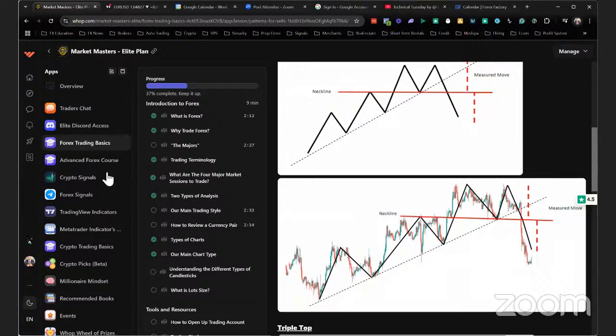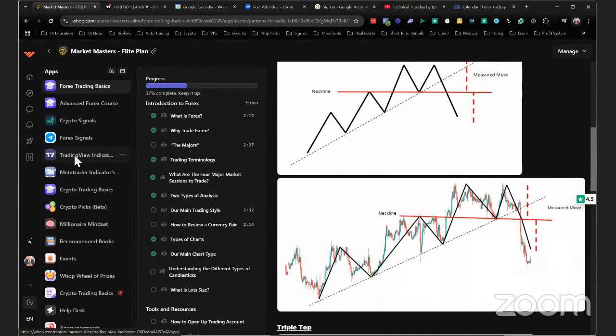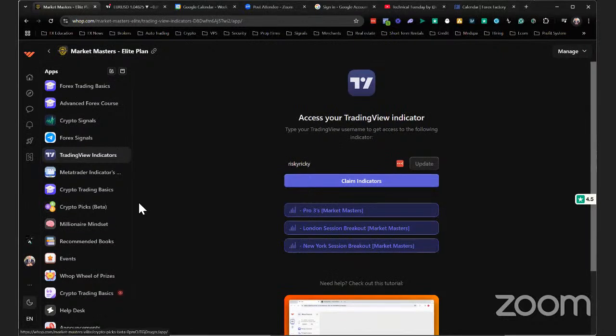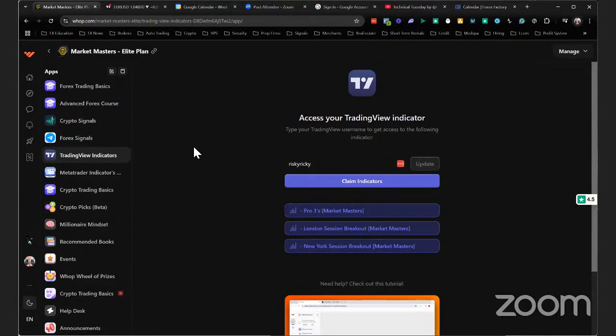Okay, so inside of that elite area here, the TradingView indicators, you go here, make sure that you claim all these three. I plan on adding some more of an Asian session range breakout and more of a breakdown. As of now, there's no training or anything created for that.